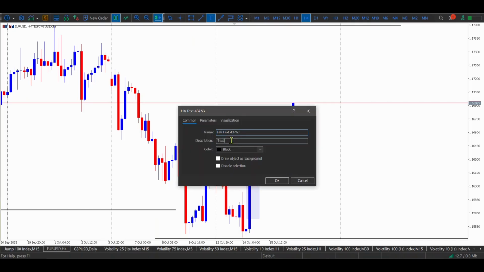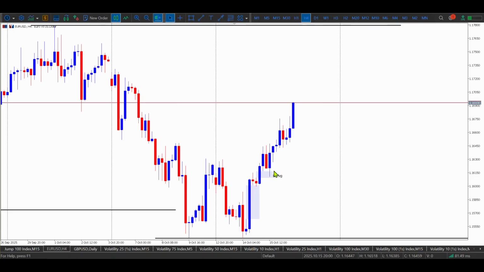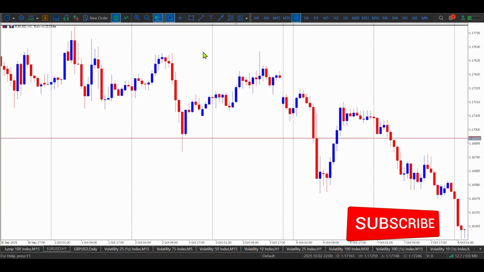We have H4 fair value gap right here. If we have this H4 fair value gap, we now know that this is going to be our target, from the fair value gap to the target, this high.